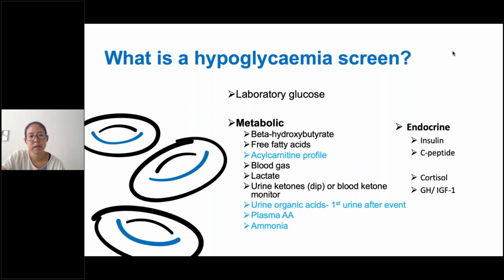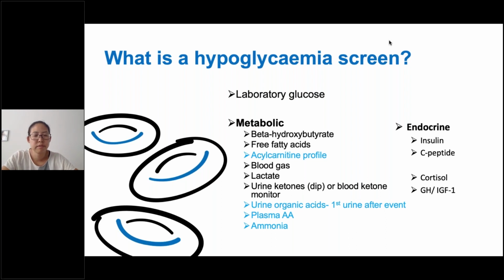I've split up the screen into metabolic testing and endocrine testing. So for the endocrine testing, you would be looking for hyperinsulinism, so you do insulin and C-peptide. You're looking for adrenal insufficiency, so you do the cortisol. You're looking for growth hormone deficiency, so you do the growth hormone and the IGF-1.